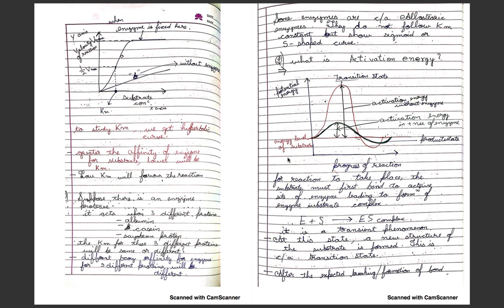Now, some enzymes are called allosteric enzymes. They do not follow the Km constant, but show a sigmoid or S-shaped curve. So if a question asks, there is an allosteric enzyme, will it follow the Km constant or not? No, it won't. It will follow an S-shaped curve, while Km-following enzymes show a hyperbolic curve.